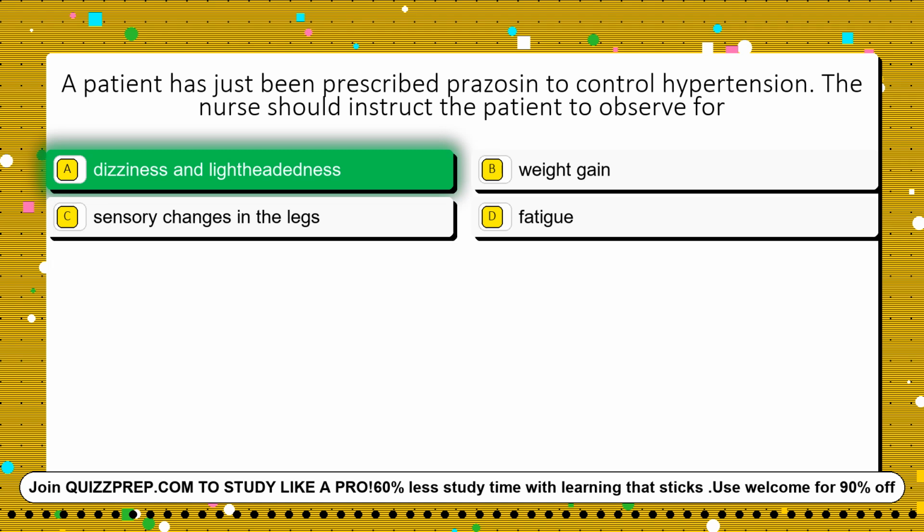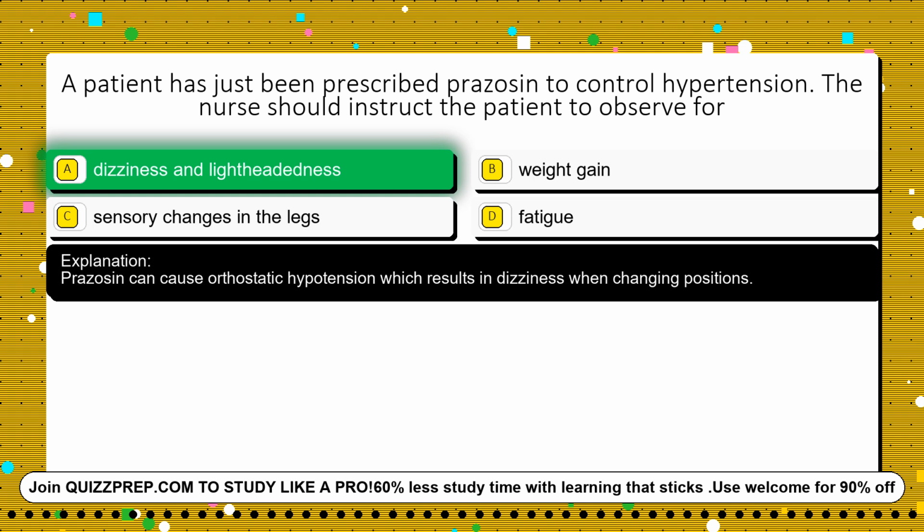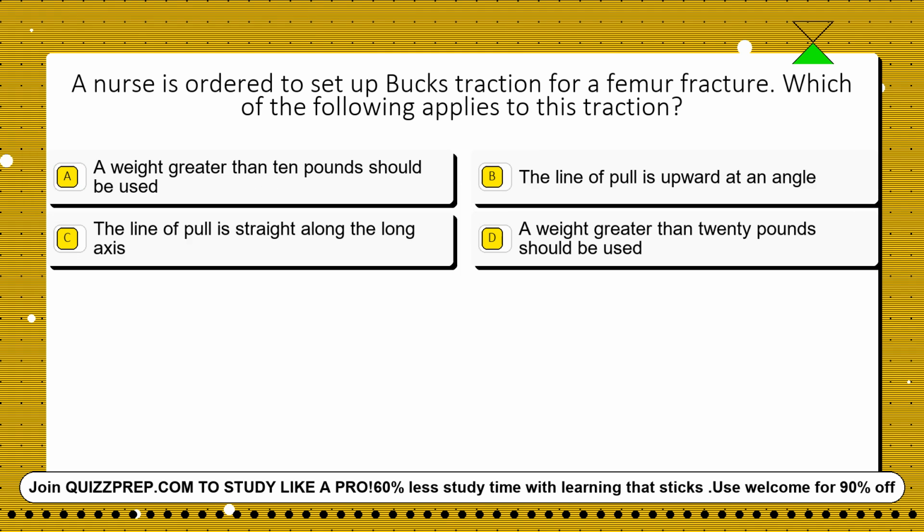The correct answer is option A, dizziness and lightheadedness. Prazosin can cause orthostatic hypotension, which results in dizziness when changing positions. Question 42. A nurse is ordered to set up buck's traction for a femur fracture. Which of the following applies to this traction? Option A, a weight greater than 10 pounds should be used. Option B, the line of pull is upward at an angle. Option C, the line of pull is straight along the long axis. Option D, a weight greater than 20 pounds should be used.